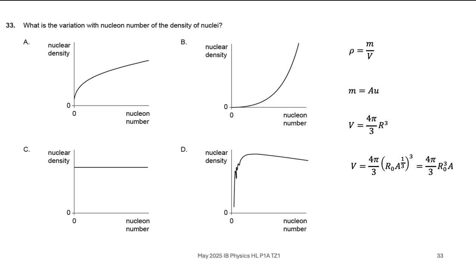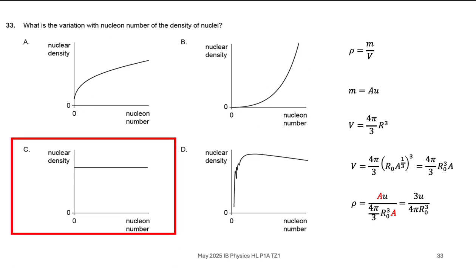So this really important bit on the screen here is the A. When we take that ratio, we're going to notice that the A's cancel. And so we're left with an answer which does not depend on A. In other words, it does not depend on the nucleon number, which is why our answer here is C. The nuclear density does not change.